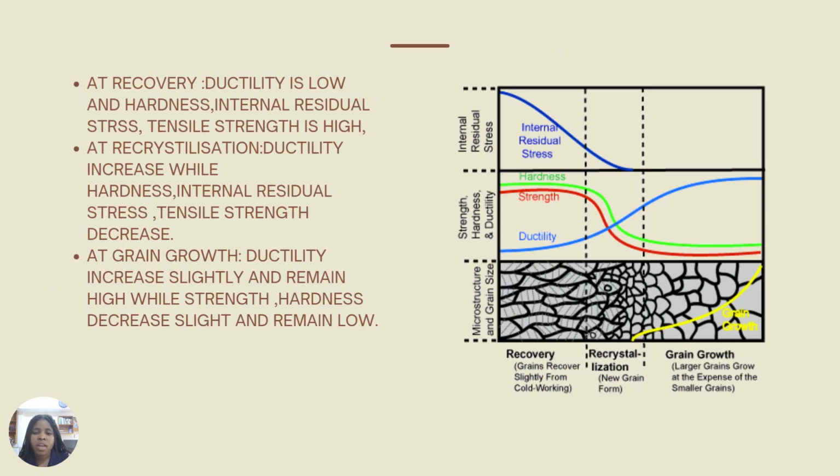Now we learn about the mechanical properties. In the recovery stage, the ductility, strength, and hardness don't change significantly, as I've already mentioned. In recrystallization, there is a significant increase in ductility, while the strength and hardness decrease. And in grain growth, because there is a reduction in the grain boundaries, the strength reduces, and the ductility continues to increase but remains fairly constant.